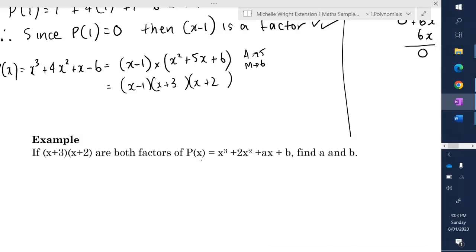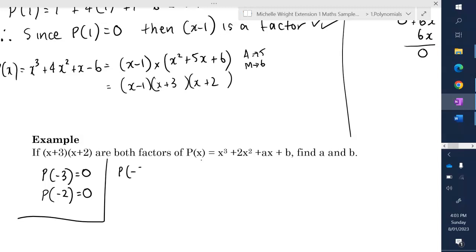So I know that x plus 3 is a factor, so p of minus 3 is going to be 0. And I know that x plus 2 is a factor, so p of minus 2 is also going to be 0. That's what I know. Let's use that information now in this polynomial.